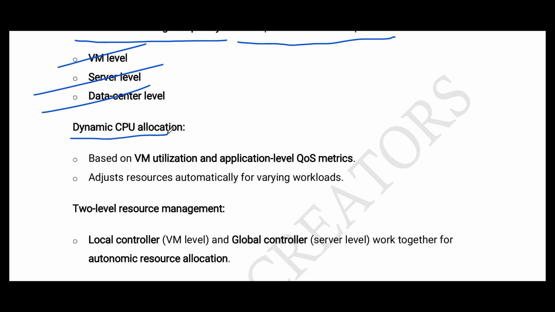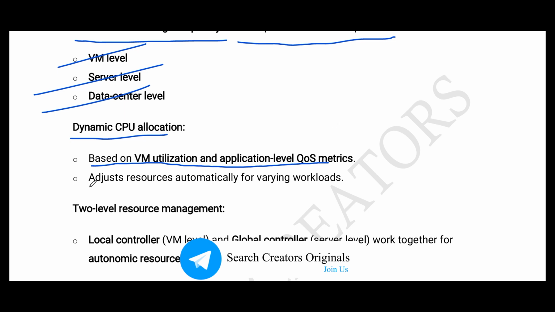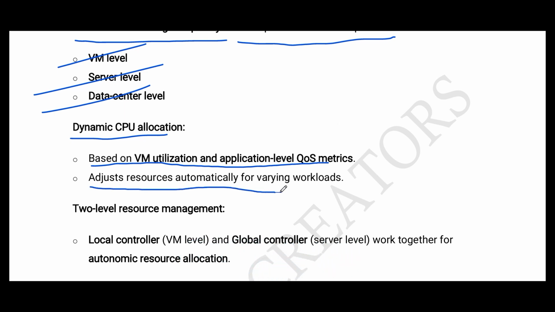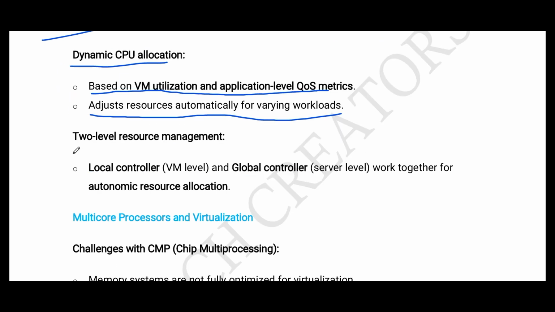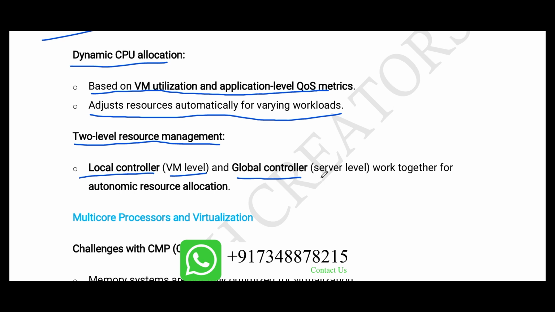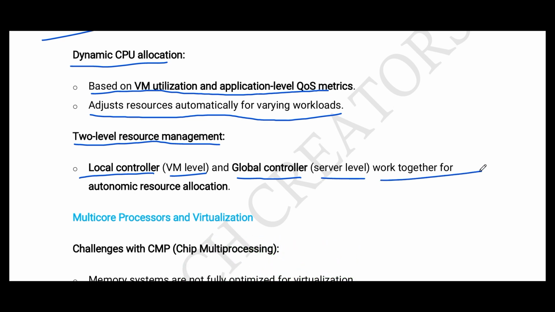Next is dynamic CPU allocation, based on VM utilization and application level QoS metrics. It adjusts resources automatically for varying workloads. Next is two level resource management. In this, the local controller, which is VM level, and the global controller, which is server level, work together for autonomic resource allocation.